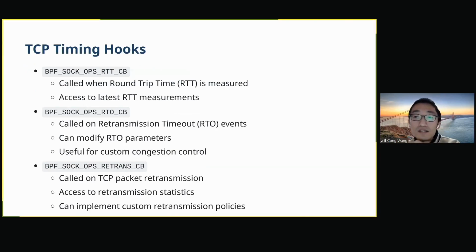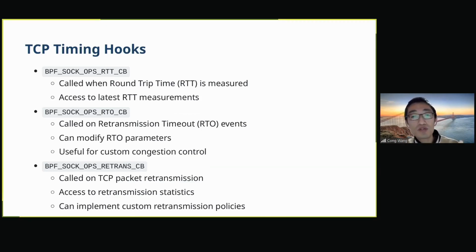And the last set of hooks I'm going to introduce here is related to TCP congestion control. TCP definitely offers congestion control related hooks as well. That means when TCP triggers, for example, some retransmission, or when it measures the round trip time, it will also trigger different kinds of hooks.